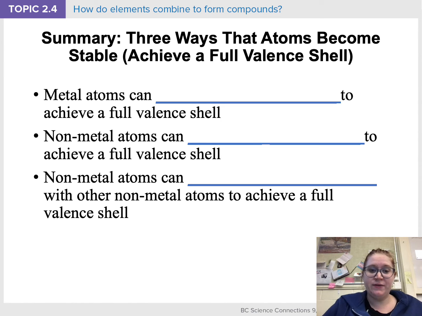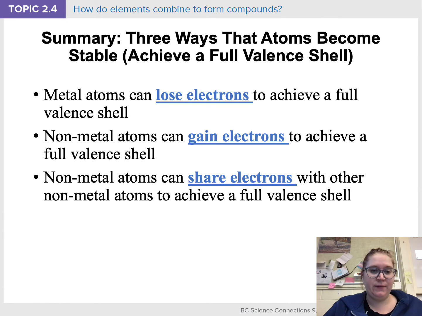Okay, I want you to pause the video here and try to fill in these blanks. These are 3 different ways that atoms can become stable. So pause the video, come back when you're ready. Welcome back. So let's see, did you get it? Metal atoms can lose electrons to achieve a full valence shell. Non-metal atoms can gain electrons to achieve a full valence shell, and non-metal atoms can share electrons with other non-metal atoms to achieve a full valence shell. So 3 different ways we can get stability here by making compounds.